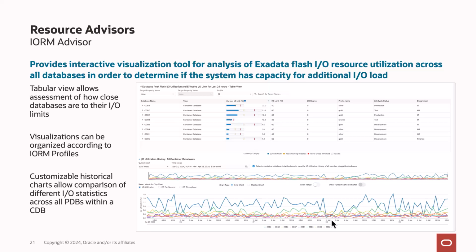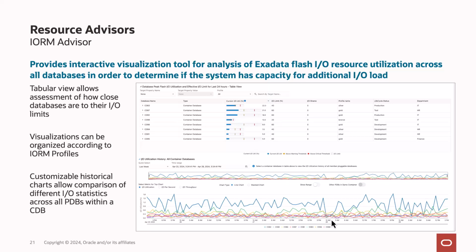So here we can see that CDB7 has high IO utilization. It belongs to the gold profile, but it is a test database. So by moving this database to bronze, it will free IO resources to other production databases.